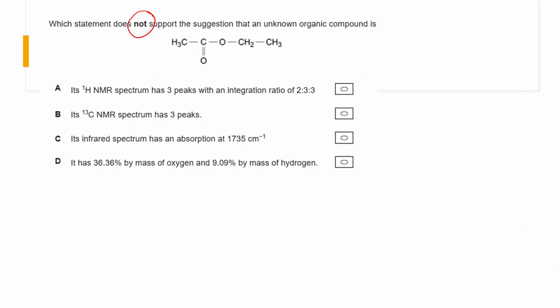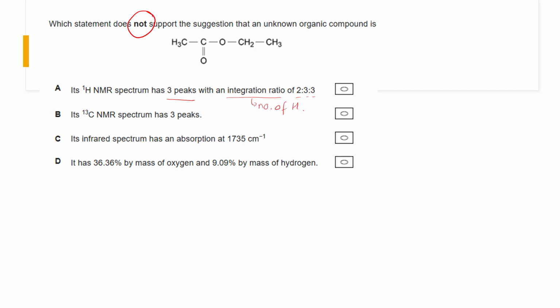Don't go for the easiest one or what you're most familiar with, because chances are it's probably one of the top ones. So first one, if you are doing H NMR, this says it has 3 peaks, and the integration ratio is 2, 3, 3. So peaks is environments, just like carbon NMR, and integration ratio means number of hydrogens in that particular environment.